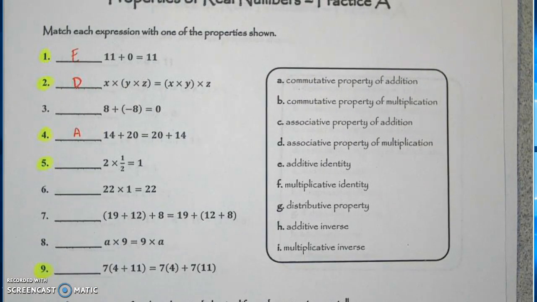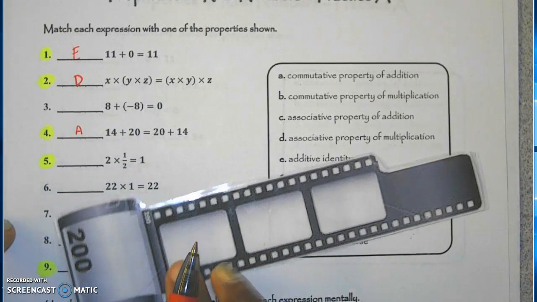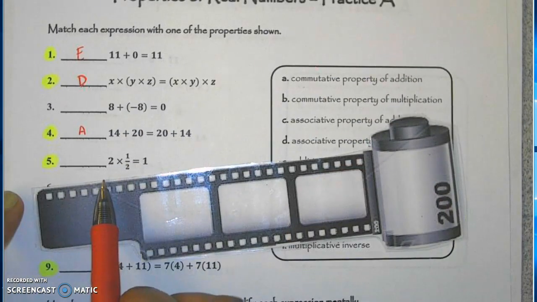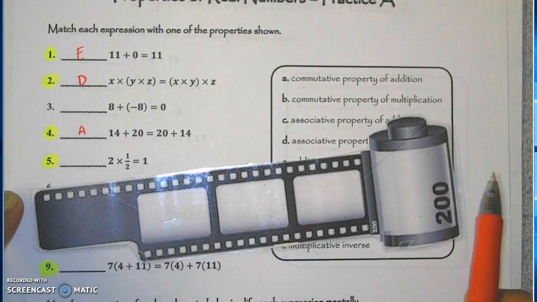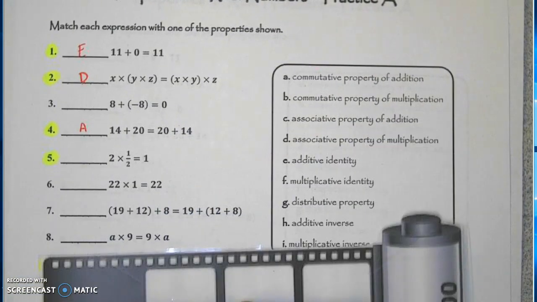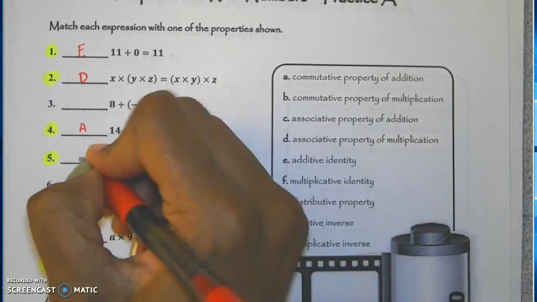The next one, 2 times 1/2 equals 1. It's multiplicative. And 1/2 is the reciprocal of 2. So this is going to be an inverse property. We're doing the opposite. I'm multiplying it times the opposite. So which one of these? Multiplicative inverse. This is going to be I.